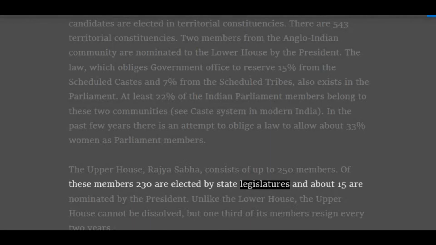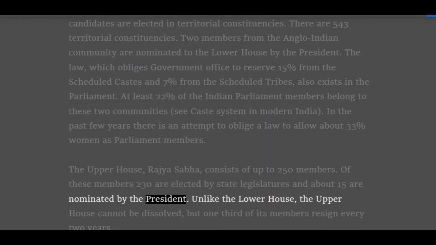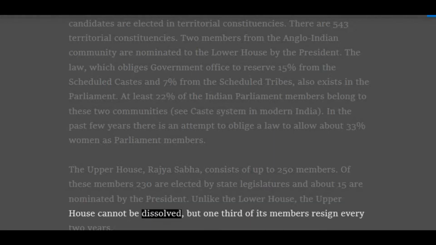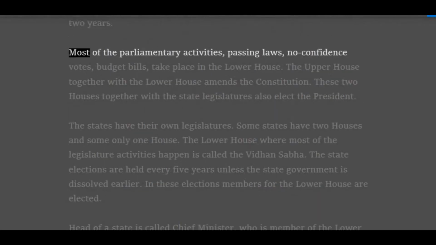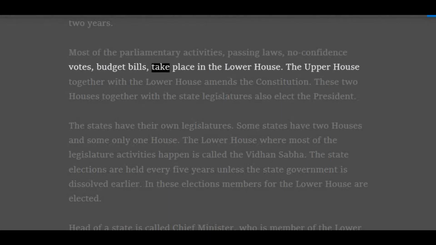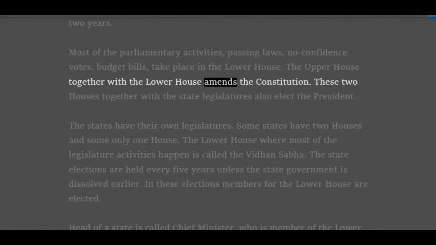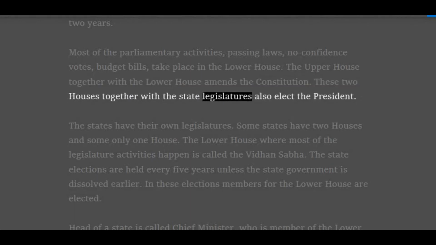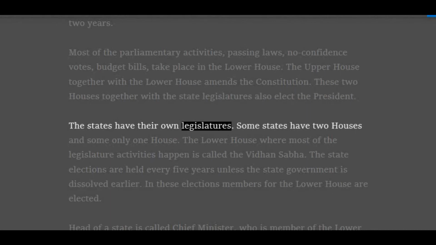Of these members, 230 are elected by state legislatures and about 15 are nominated by the president. Unlike the lower house, the upper house cannot be dissolved, but 1/3 of its members resign every 2 years. Most of the parliamentary activities, passing laws, no confidence votes, budget bills, take place in the lower house. The upper house together with the lower house amends the constitution. These 2 houses together with the state legislatures also elect the president.